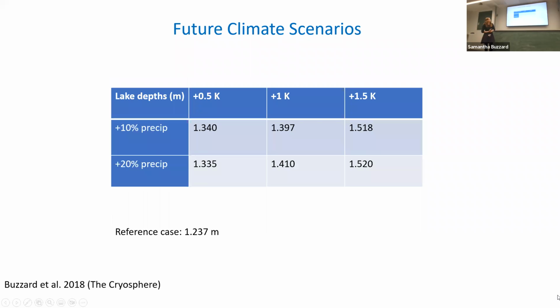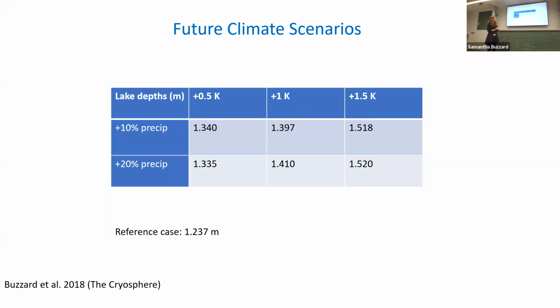So I can show that here with just some very basic sensitivity tests of future climate scenarios. We increased the air temperature by up to 1.5 Kelvin, and also the precipitation, which is in line with climate predictions of how we think the peninsula is going to change over the next few decades.